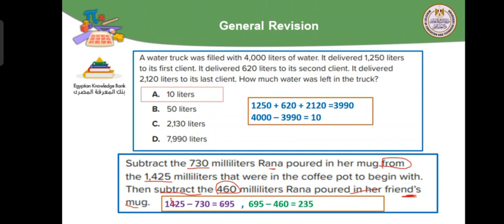After that, subtract 460 from the first difference, 695. So the final answer will be 235 milliliters.